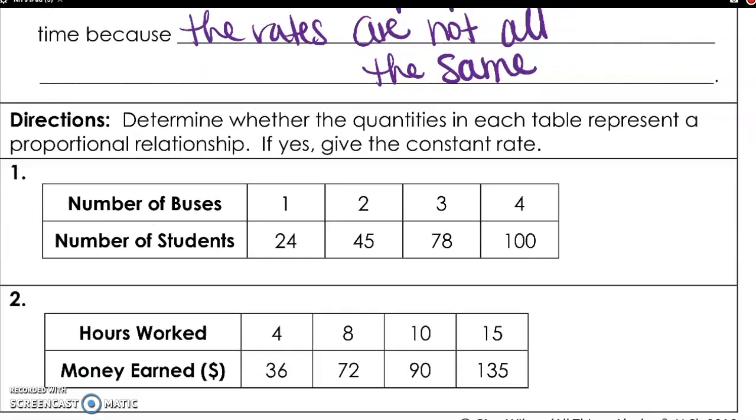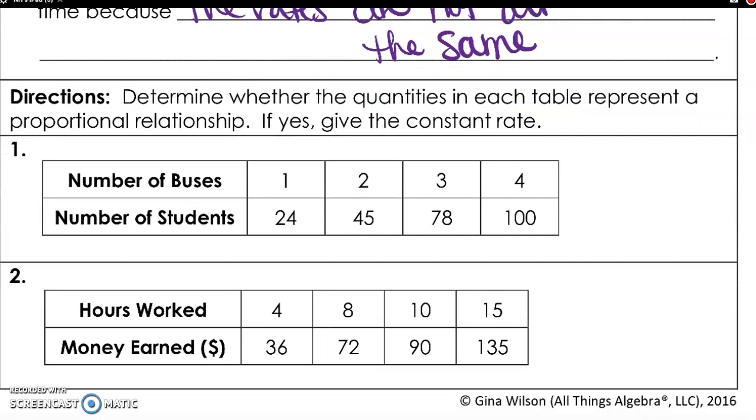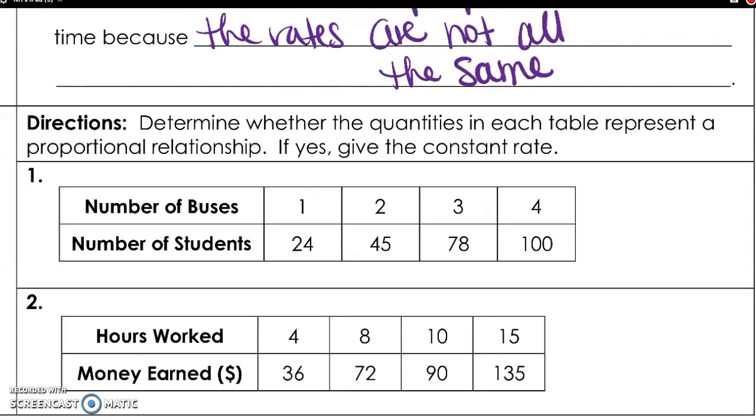So, number 1, we have the number of buses and the number of students. You wouldn't say buses per students, you would say students per bus. So 24 divided by 1 is 24. 45 divided by 2 is 22.5, so no. That's all you have to do. As soon as you get two that don't match, you can just say no.